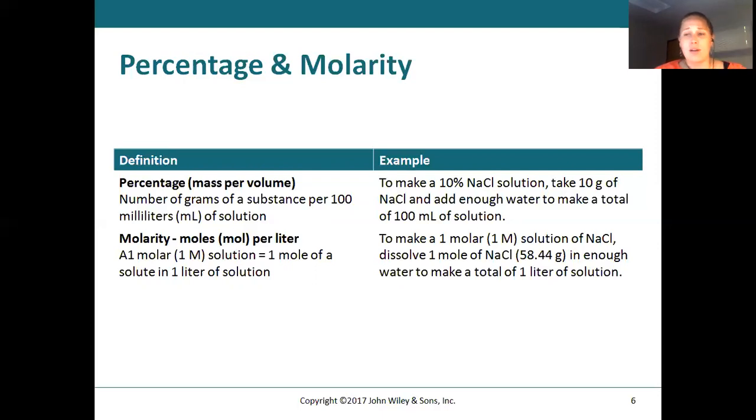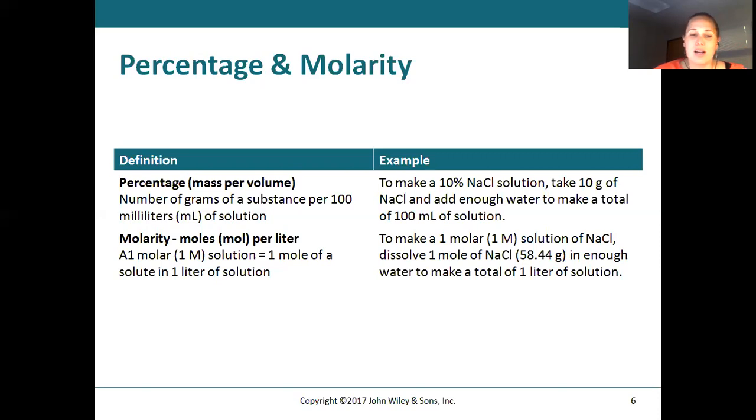And so usually the 100 mils, 10 grams is the easiest way to do that, especially when you're making up a 10%. So if you had, let's say, a 5% sodium chloride solution, you would be taking 5 grams of sodium chloride and putting it into 100 mils of solution. But I'm not going to be having you guys do solution making in this class, but if you are in a lab class, this might be valuable information.